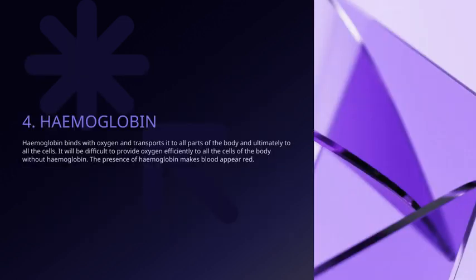Let's talk about hemoglobin. This is a crucial component of our blood because it has the important job of binding with oxygen. Once it captures the oxygen, hemoglobin transports it through the bloodstream to all parts of the body. This includes every organ and, most importantly, all the cells. Without hemoglobin, delivering oxygen efficiently to each cell would be very difficult. It's what makes our blood appear red, thanks to the presence of hemoglobin. So, in essence, hemoglobin is essential for oxygen transport and for maintaining the overall function of our body.